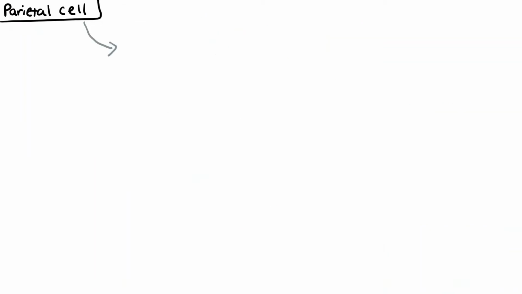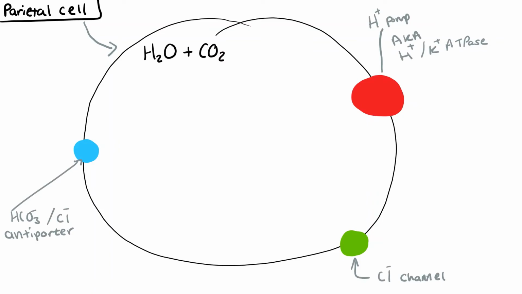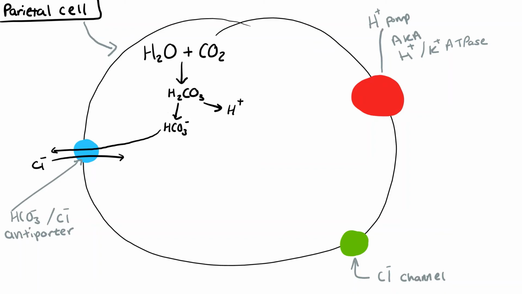To best explain its mechanism, I have to go through its normal action. So normally within parietal cells, water and carbon dioxide combine to produce carbonic acid, which quickly dissociates into a bicarbonate ion and a proton. The bicarbonate ion is exported out of the cell in exchange for a chloride ion. This is done by an antiporter.